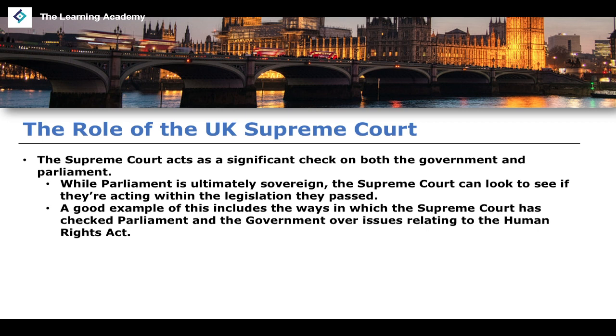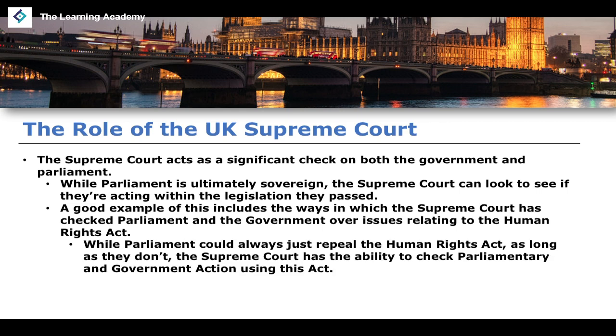So that's an example of the Supreme Court being quite a significant check over Parliament, despite the fact that Parliament is ultimately sovereign and can do whatever it wants. But when it comes to the government, the Supreme Court is an even further check, because the government isn't sovereign. The government is the executive branch, and so it is not sovereign just like Parliament. It is different. Even though we have a fusion of powers, the government exists separately to Parliament.